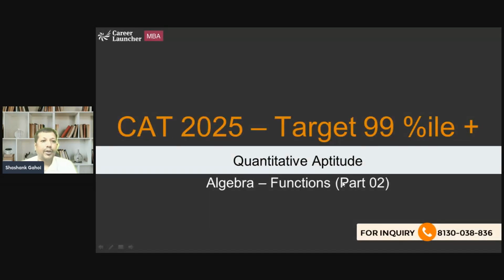Hello. So we are going to start CAT 2025, target 99 percentile, quantitative aptitude, algebra functions part 2. We have already covered a few things in algebra functions part 1. Now we are going to have this class in continuation.